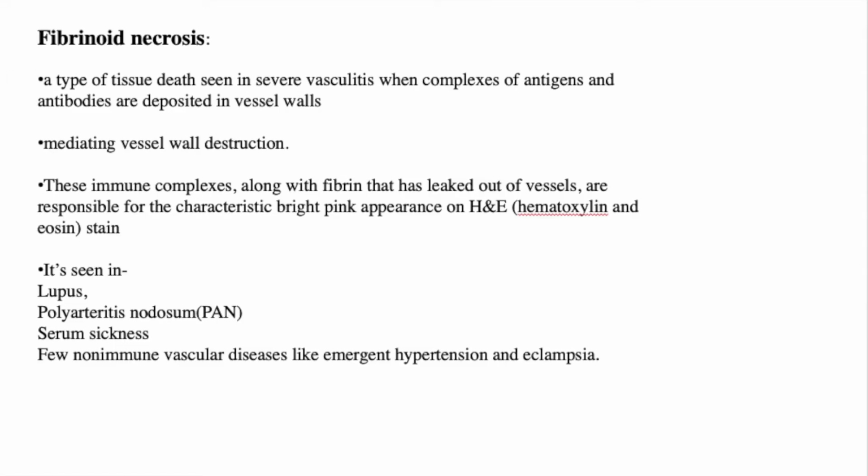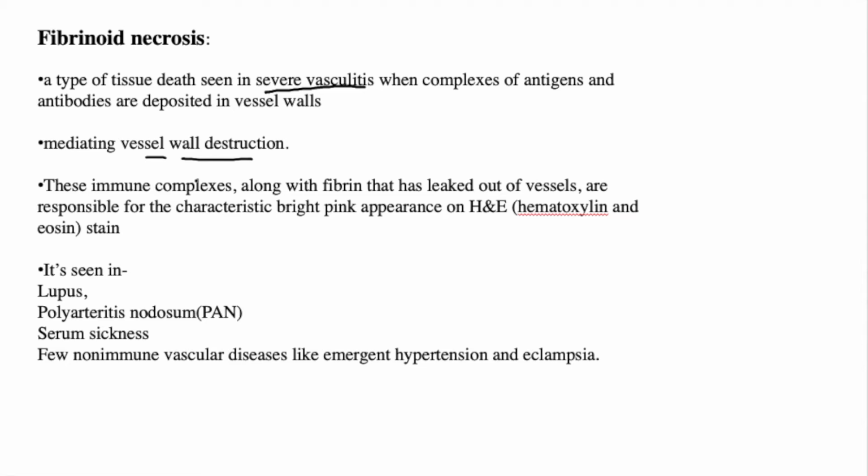Then what is fibrinoid necrosis? We have seen there are different types of necrosis in general pathology, like coagulative necrosis, liquefactive necrosis in the brain, or fatty necrosis. Similarly, there is fibrinoid necrosis, a type of necrosis which is usually confined to the blood vessel, that is associated with a severe vasculitis, when the complex of antigen and antibody is deposited in the blood vessel wall and mediates the vessel wall destruction.